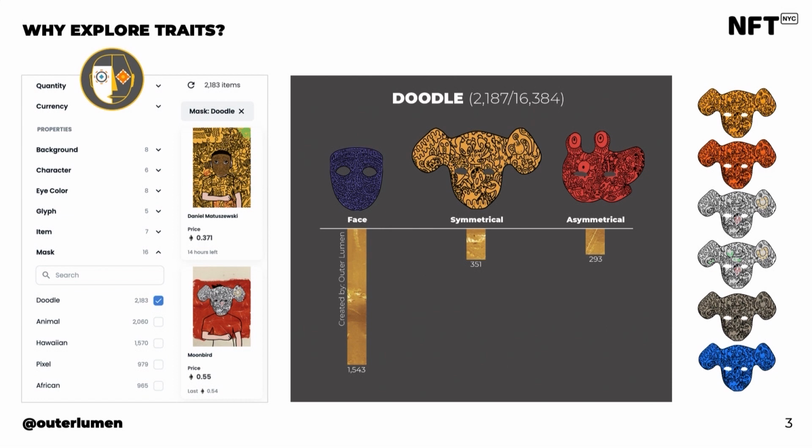So in this particular case, if you look at the Hash Masks on, say, OpenSea, you can click on a category called the mask and find that there are doodle traits, because there's a doodle mask. But what you can't sort by, for instance, is the fact that there are 3 different types of doodle masks. There's a face one, a symmetrical one, and an asymmetrical one. And even crazier is the fact that there are all those color variations of it.